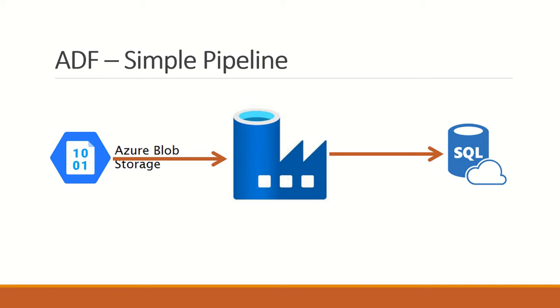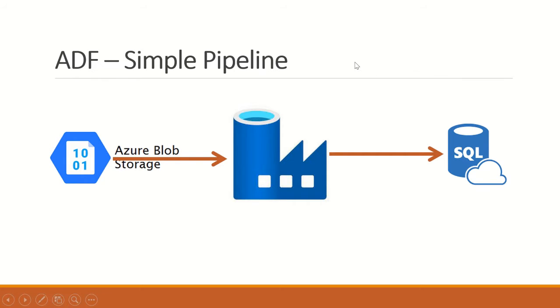Today let us see how to create a simple pipeline in Azure Data Factory. The simple use case we are going to implement in ADF is: we have source data in Azure Blob Storage, a CSV file. With the Azure Data Factory pipeline, we are going to ingest the data into Azure SQL Server. This is the simple use case we are going to implement.